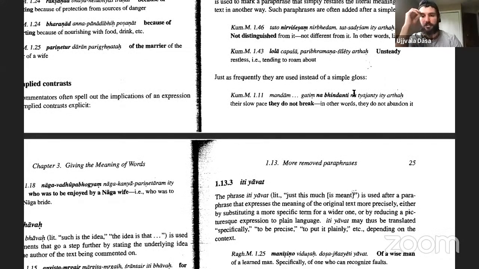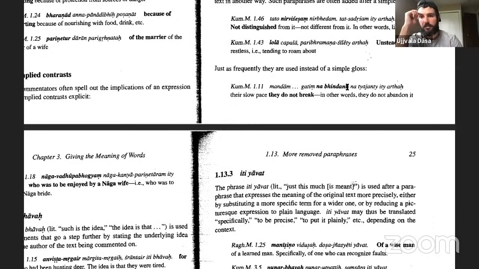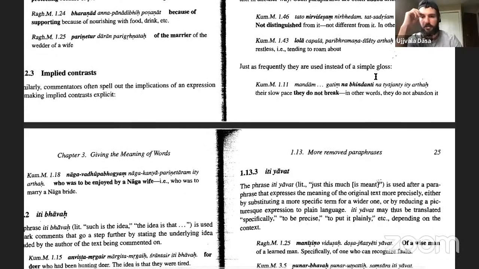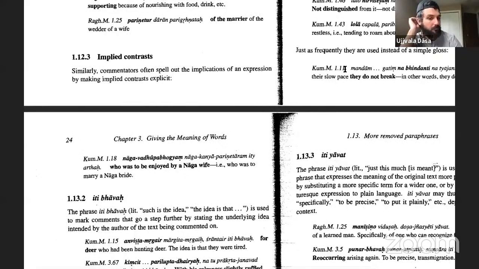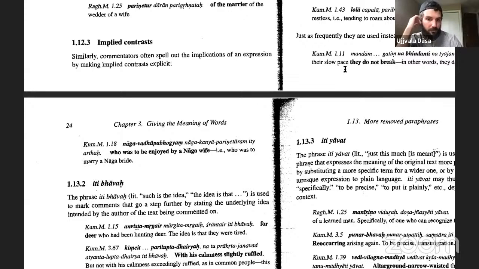Just as frequently, they are used instead of a simple gloss. Mandam gatim na bhindanti na tyajanti ityartha. So na bhindanti means na tyajanti. Their slow pace, they do not break. Na bhindanti. In other words, they do not abandon it. So they don't give up. They're mandam gati. Naga vadupabhogyam naga kanya parinetaram ityartha. So the enjoyer of the naga vadu means naga kanya parinetaram, the husband of the young naga, or the naga girl.